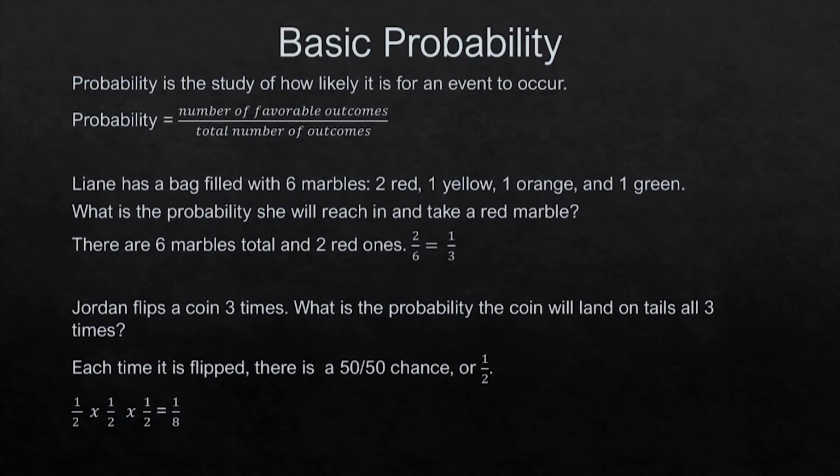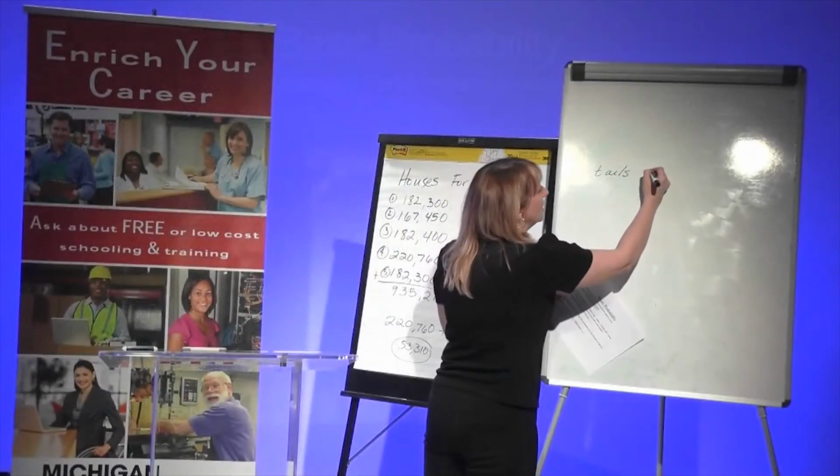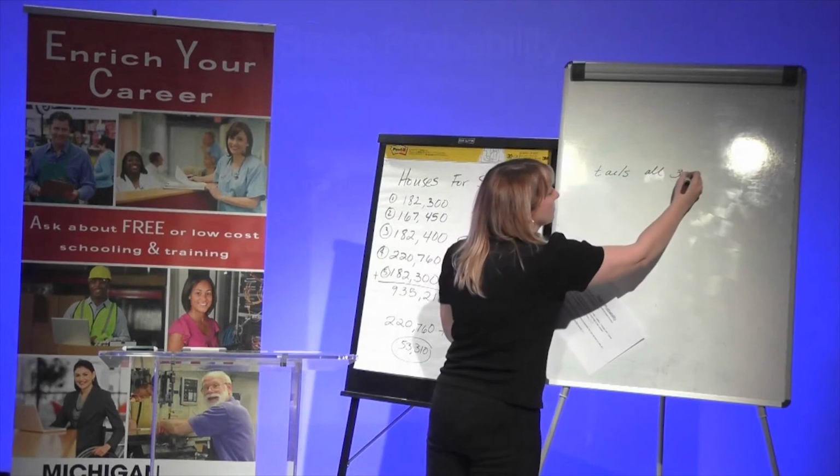Okay, another example we have is somebody flipping a coin, but they're not just flipping it 1 time, they're going to flip the coin 3 times. So it's going to look a little different. If you flip a coin, you know there are 2 sides, heads and tails. So there's a 50-50 chance that you'll land on heads or tails. But this question is asking us, what is the probability the coin will land on tails all 3 times?